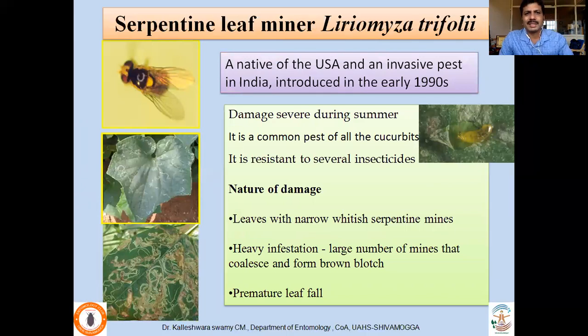One of the major pests which infest the cucurbits is the serpentine leaf miner. It is highly polyphagous, and as we know, this is another introduced pest, and it has developed resistance to most of the insecticides. The nature of damage includes leaves with narrow whitish serpentine mines. You can see here a large number of mines made by the maggots. Heavy infestation leads to mines that may coalesce and form brown blotches like this. As a result, premature leaf fall may occur, and overall photosynthetic activity is affected.